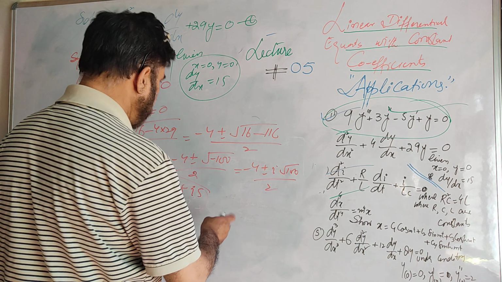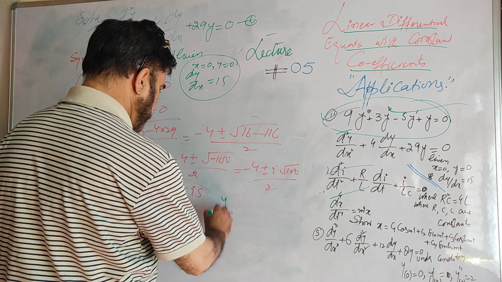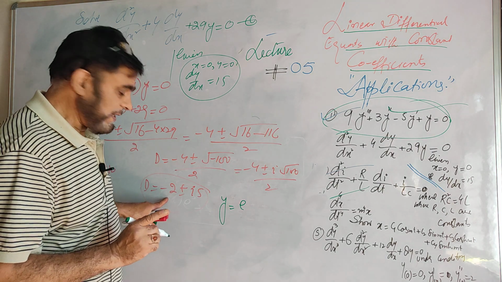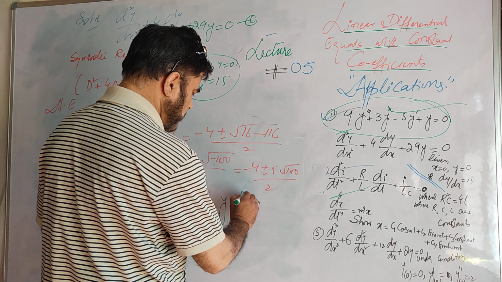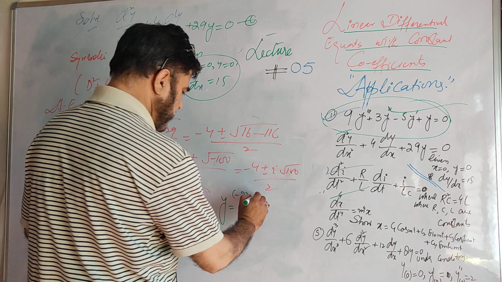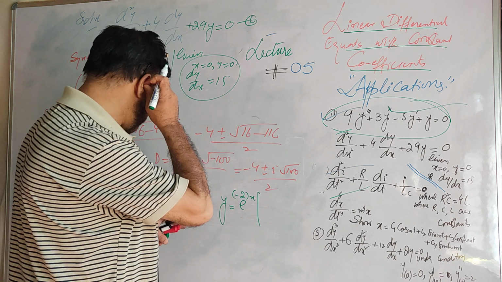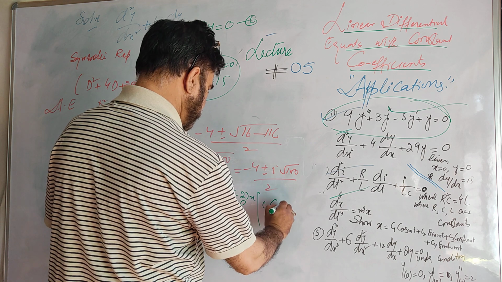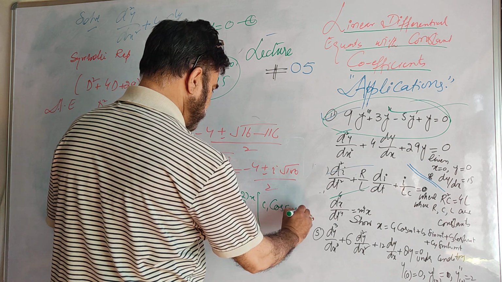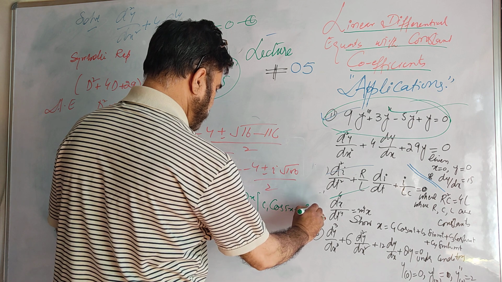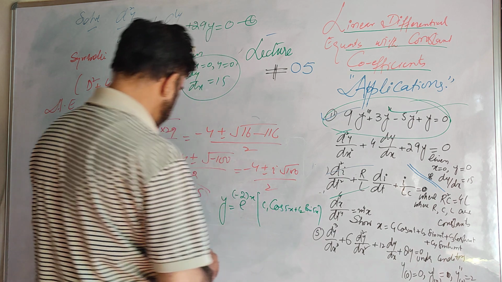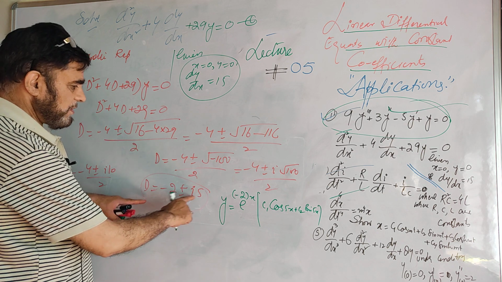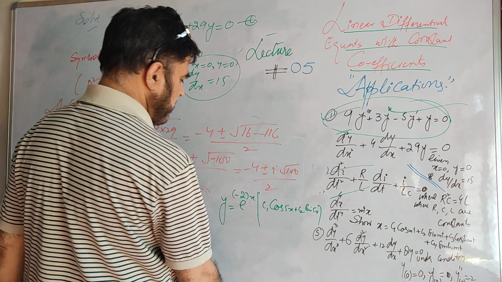The solution is given by y is equal to e raised to power real part. What is the real part here? Minus 2. It is minus 2x. Then any constant, let it be c1 cos of imaginary part, cos of 5x plus c2 sine of 5x. This is the solution. Y is e raised power minus 2x, c1 cos of 5x plus c2 sine of 5x.